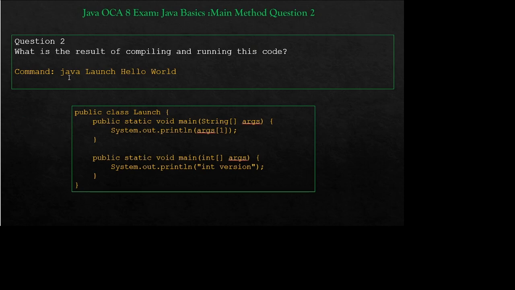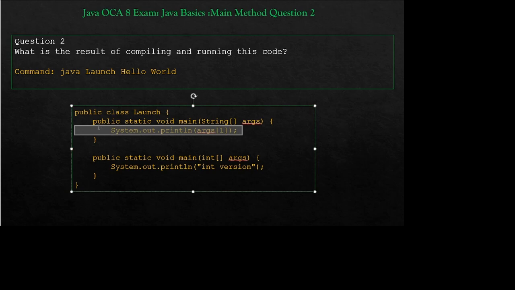Okay. Next question. What is the result of compiling and running this code? Say this is the class launch, right? You have compiled it and you are going to run it, say java launch, and then you say hello world. This is the first parameter, the second parameter. So public static void main, here you see it's int args and this is String args, right? So when the JVM calls this main method, it will look for a String args parameter.